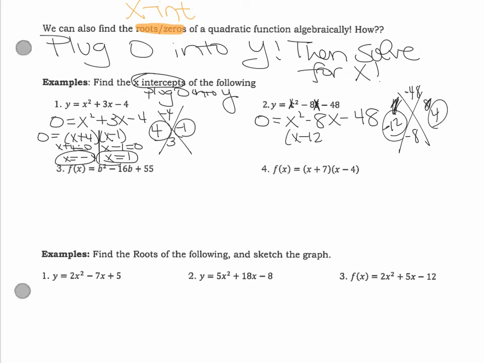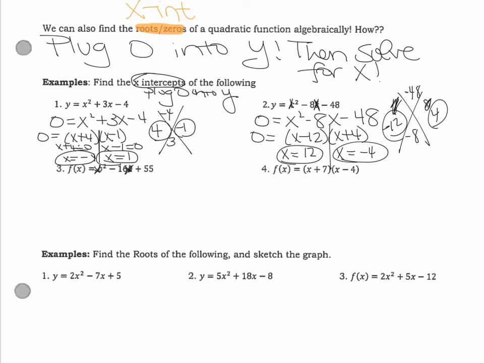x minus 12, x plus 4 equals 0. Because I have an equal sign, I'm not done. Split up your answers. Over here, you get x equals 12, and over here, you get x equals -4. I just set these equal to 0 in my head, and I solve them. Number 3. Can you change those b's to x's?